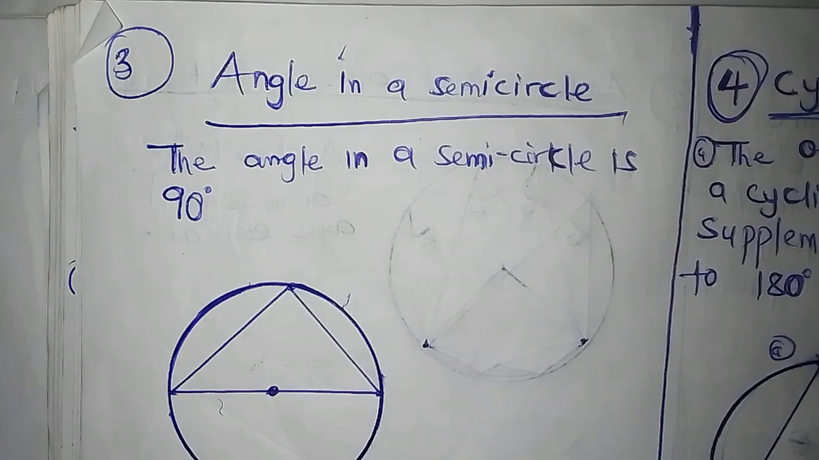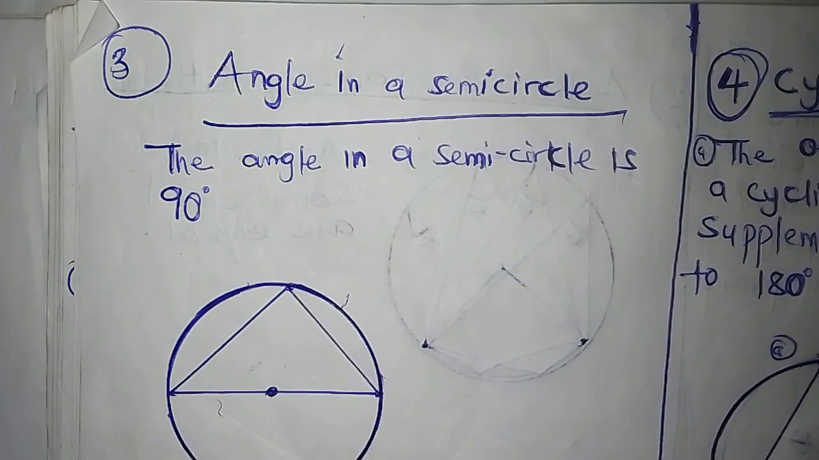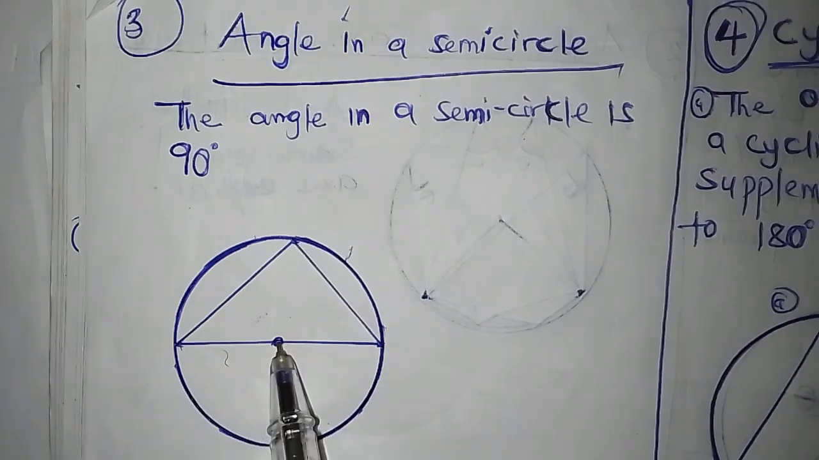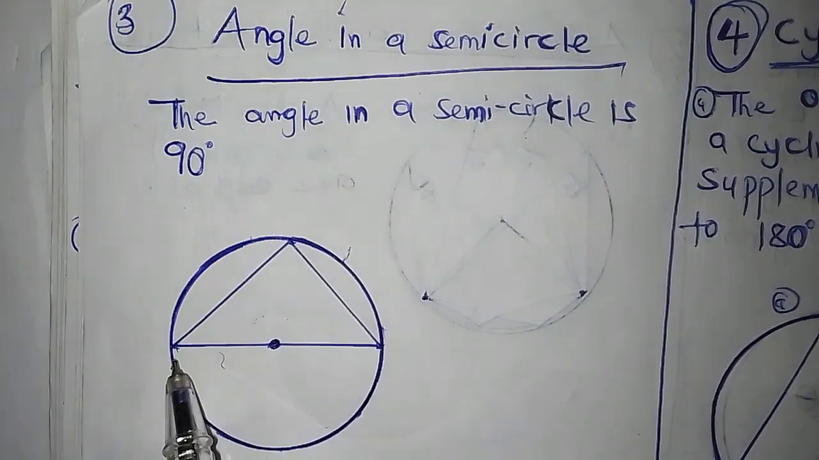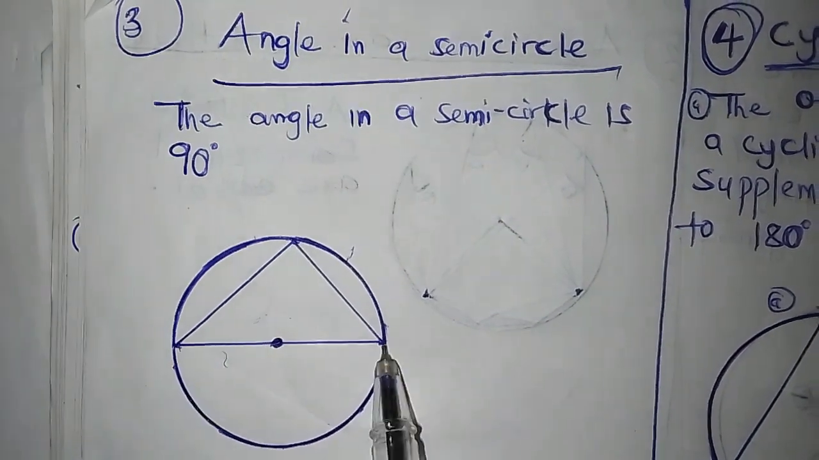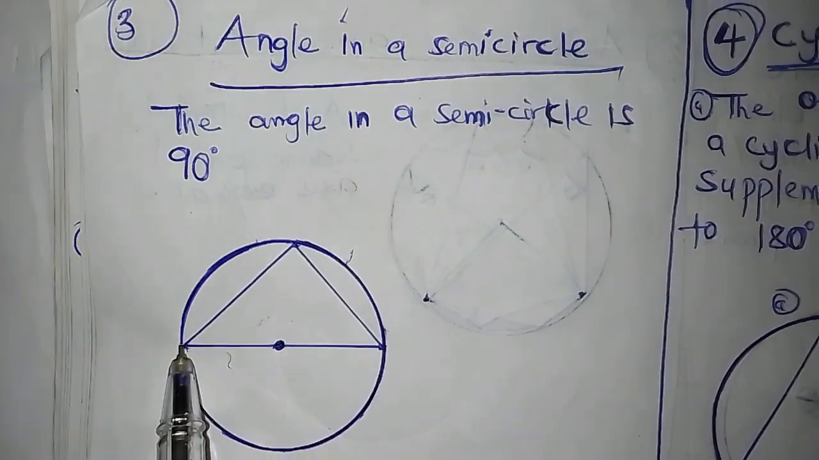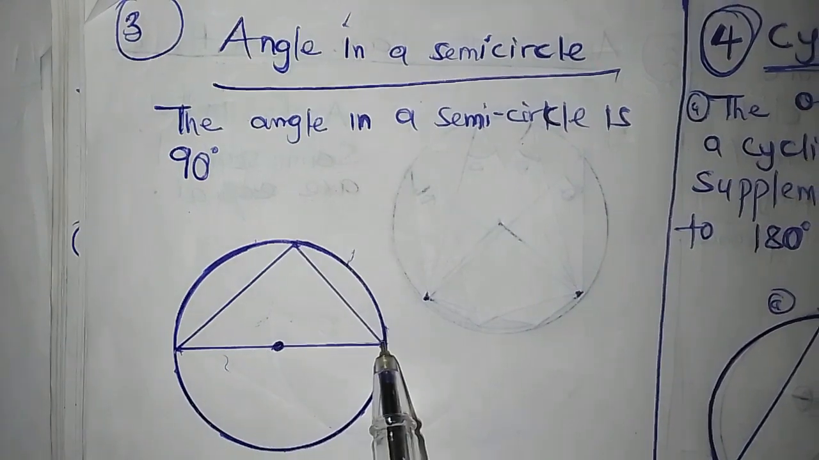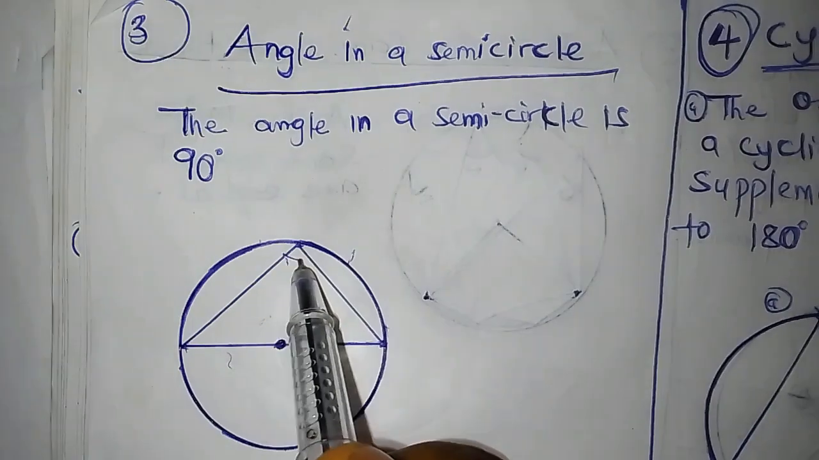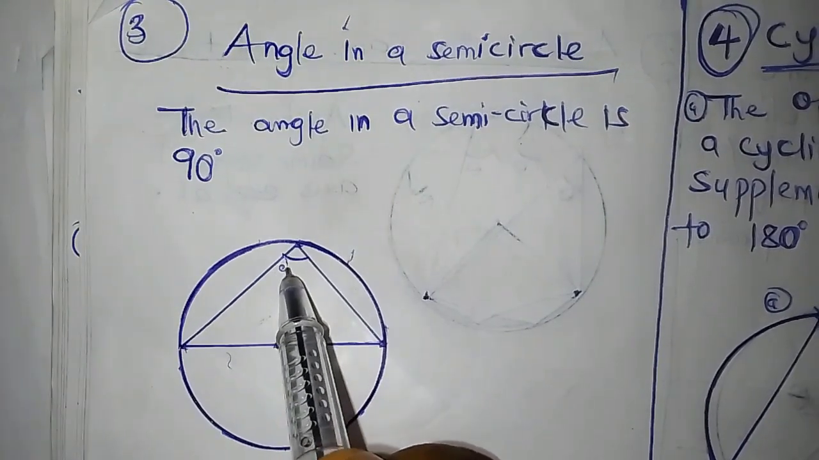Alright, the third on my list is the angle in a semicircle theorem. The angle subtended by a semicircle, or angle subtended in a semicircle, is a right angle, that's 90 degrees. This is the center of the circle. So a line that is drawn through the center that touches 2 points on the circumference is the diameter. That is, it cuts the circle into 2 equal halves. So the angle subtended by this semicircle formed here is 90 degrees.